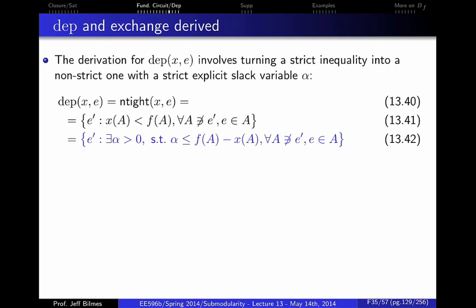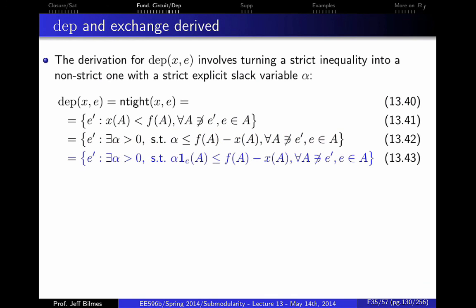But then we can start saying, okay, well, that basically says that you're all E prime such that there exists an alpha greater than 0 such that for all A that doesn't contain E prime, but A that does contain E, this f of A minus x of A is greater than or equal to alpha, where alpha is strictly greater than 0. Okay, that means that you're not tight. So now what we're going to do is sort of unvectorize alpha. We go from alpha to alpha times 1 of E on A, which works because we're assuming that E is in A, right? This makes sense.